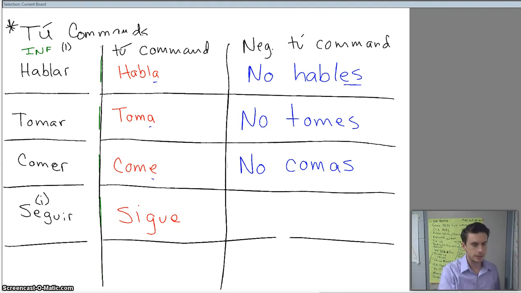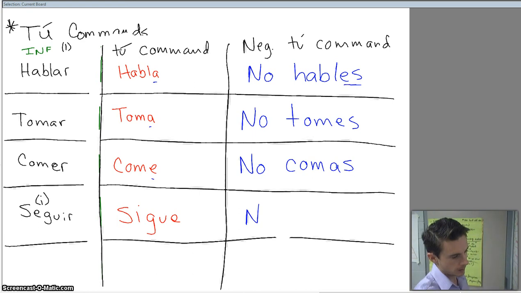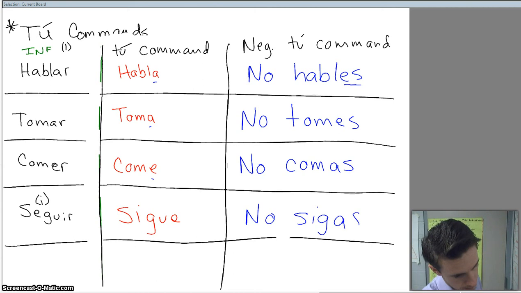Seguir. Sigue is the affirmative command in the tú form. What do you think the negative will be? If you said no sigas, you are correct again. That is how you create your negative tú commands. There are some irregular forms, and you can take a look at those in the book.